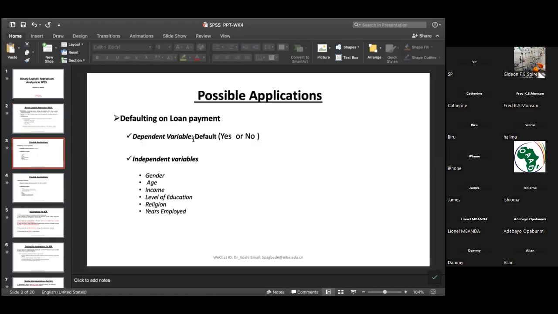Then we looked at some examples of applications such as defaulting on loan payment. It's either you pay your loan or you don't pay. There is no middle ground there. So our outcome variable here is defaulting on loan payment, which is either a yes, signifying you paid, or no. Now, what about some likely predictor variables that could influence an individual's likelihood to pay back a loan? Could be gender, age, income, level of education, religion, years employed, other debts, and so on and so forth.